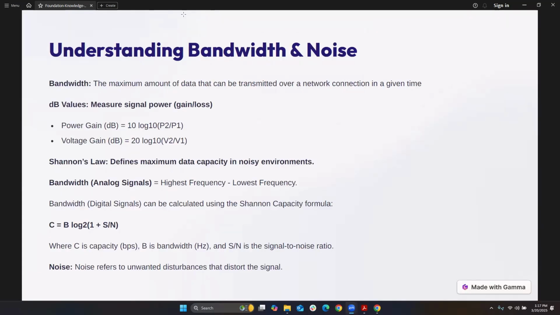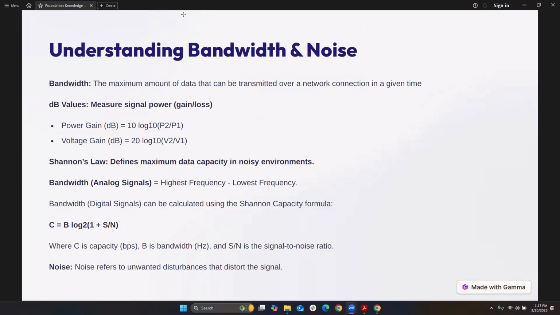Understanding bandwidth and noise. When talking about bandwidth and noise, what is bandwidth? Bandwidth refers to the maximum amount of data that can be transmitted over a network connection in a given time. There are two types of bandwidth, analog bandwidth and digital bandwidth. Analog bandwidth is the difference between the highest and the lowest frequency in a signal, and digital bandwidth is the amount of data that can be transmitted.